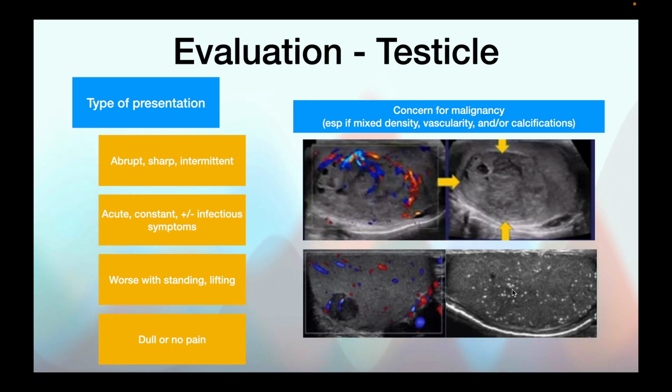So any of these things should really tip you off that potentially there is malignancy, and these patients really need early follow-up. Okay, now let's take a quick break before we go into female anatomy.